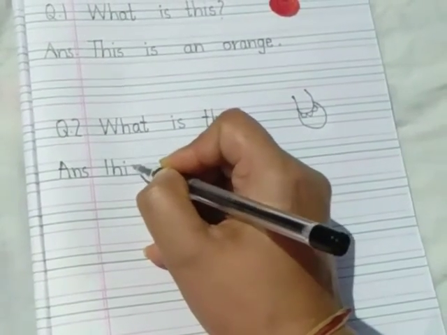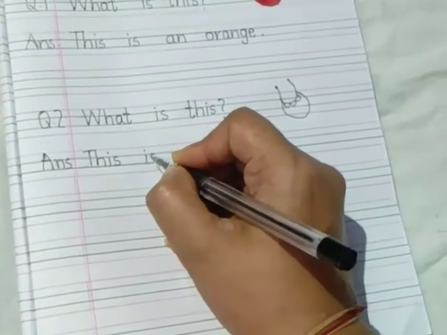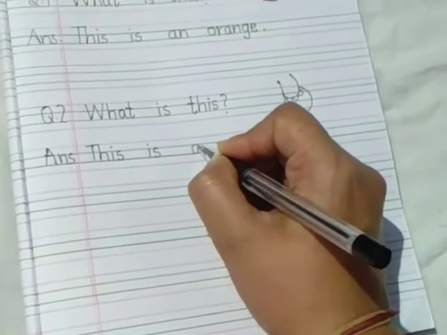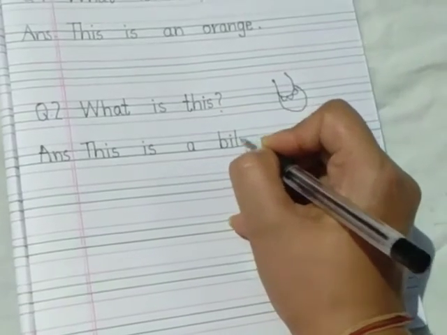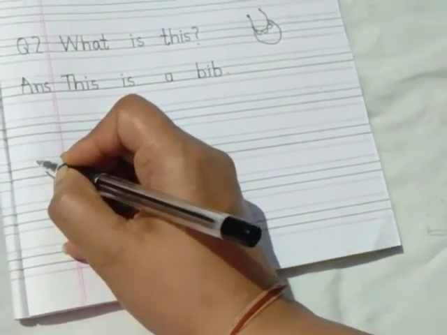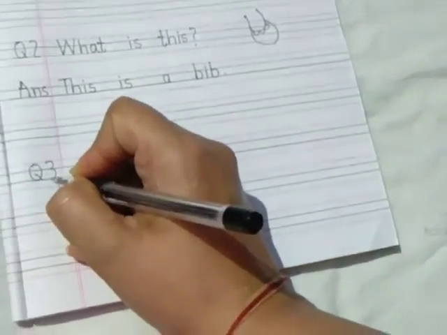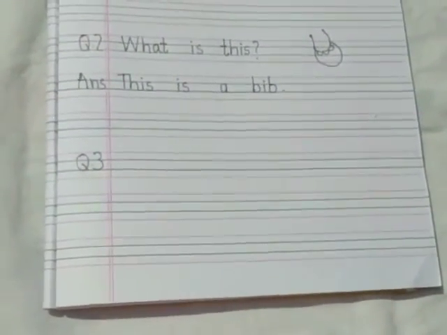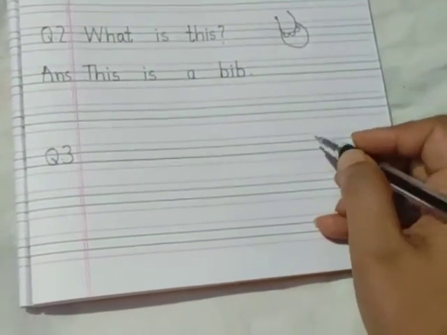Okay. The answer is this. This is a bib. This is a bib. Okay. Now I will write question number 3. And question number 3, the picture that I'm going to give you is not a new thing for you, but maybe you have not learned the spelling in this class.